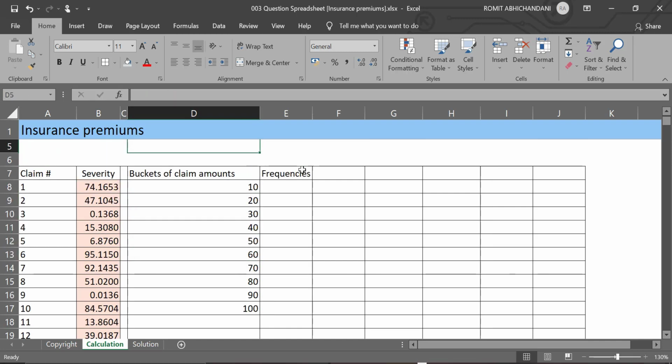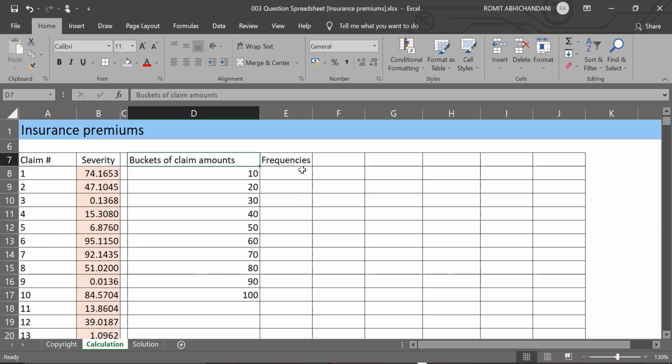Buckets are basically class intervals, right? So that's what a frequency distribution is, class interval versus the frequency, and here the class intervals, as I told you, are 0 to 10, 10 to 20, 20 to 30. So these are basically the upper limits that you have, right? So that's the whole idea. Now let me just show you how to do it.